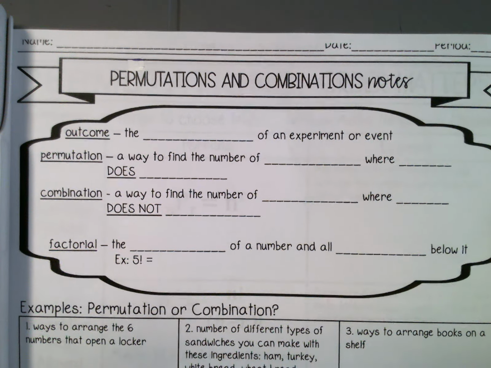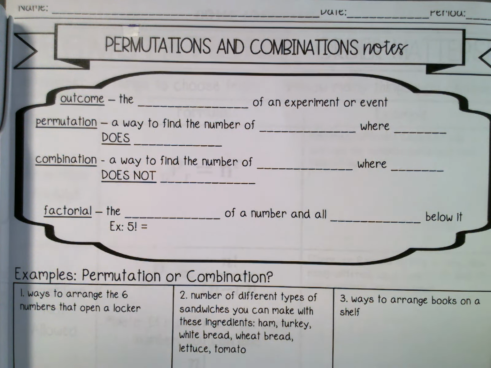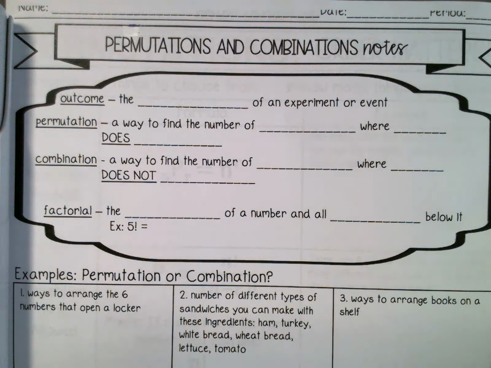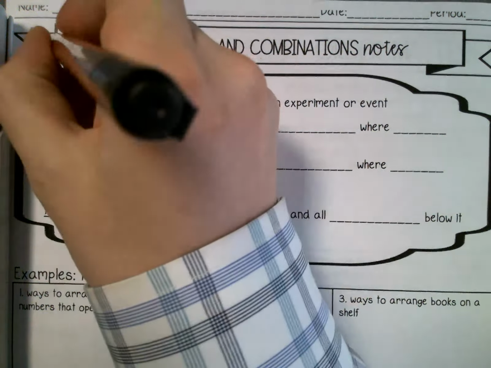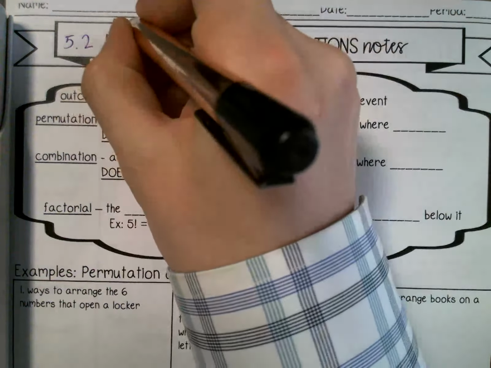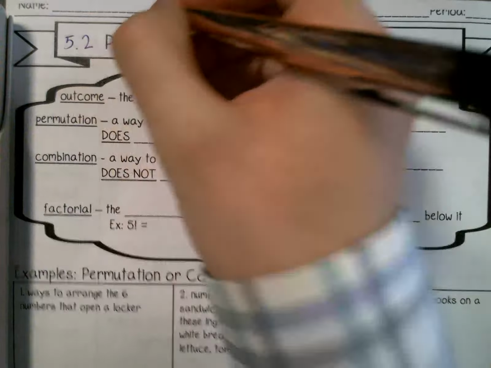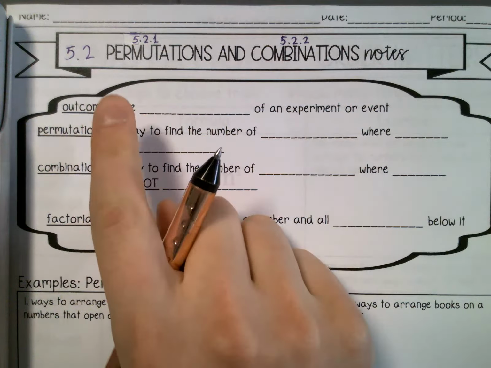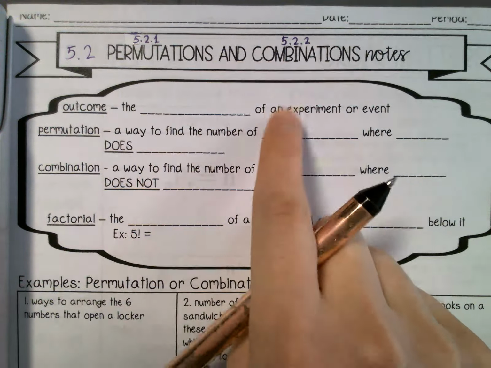So today we're going to talk about combinations and permutations, okay? Specifically, we're going to talk about permutations and combinations. This is unit 5.2, okay? We're breaking it into two subunits, 5.2.1 and 5.2.2. We're going to talk about 5.2.1 in this video, and then in the other video, we'll talk about 5.2.2.